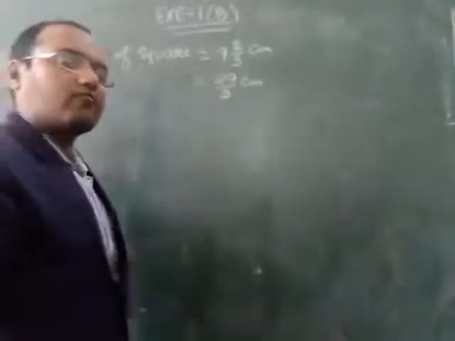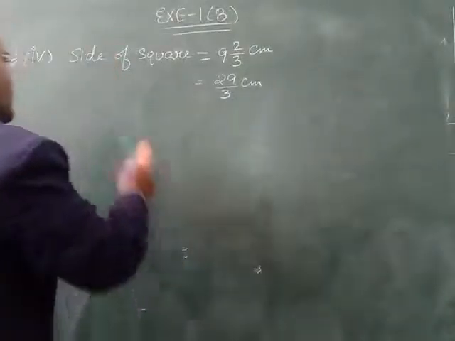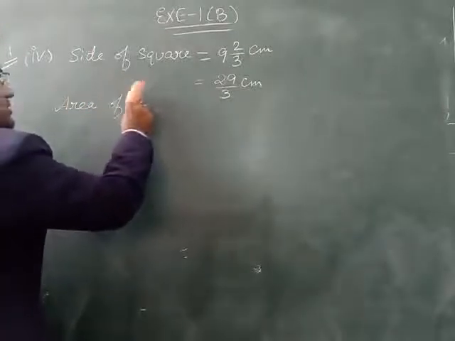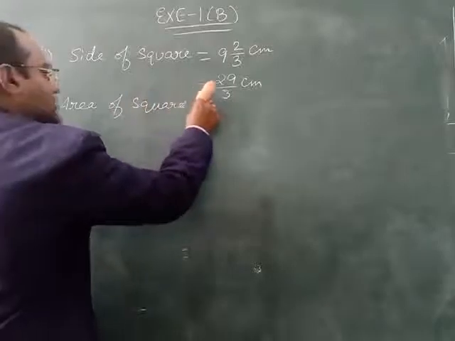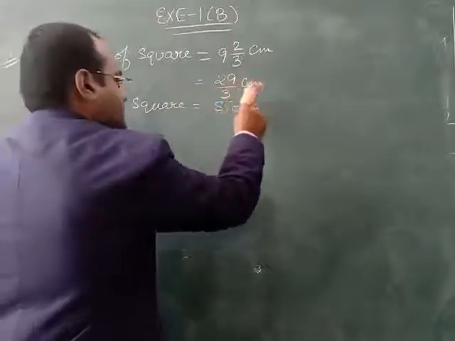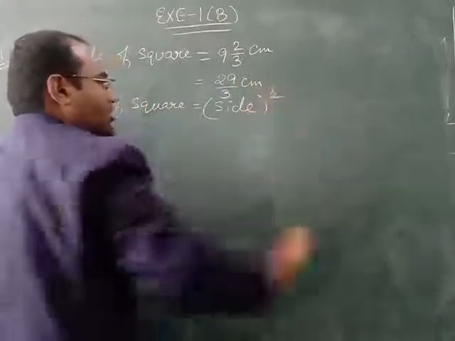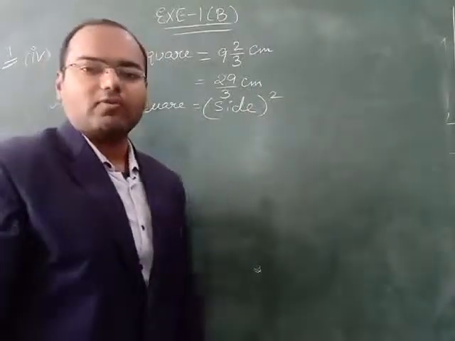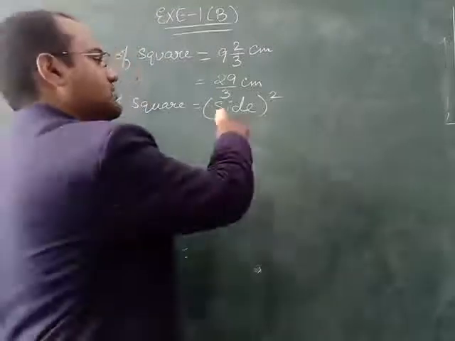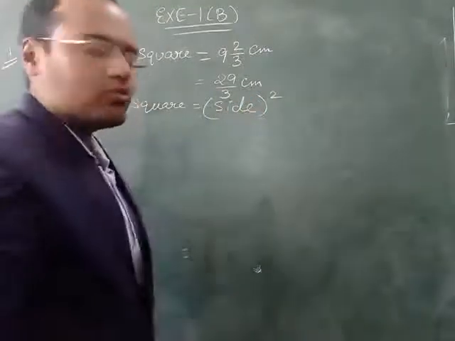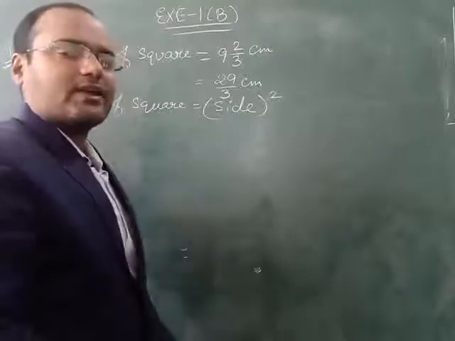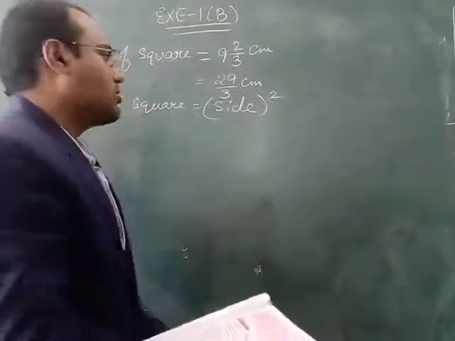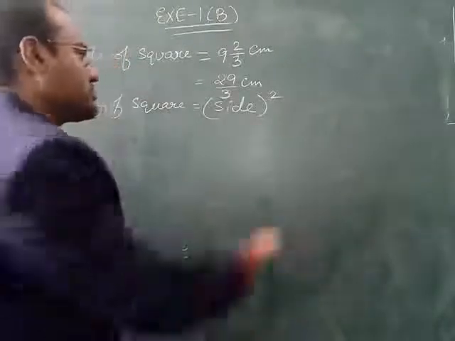But in the question we have to find the area. So we have to use the area of square formula here. Formula for area of square is side into side, or we can use side square. Either you can write side square, side power 2, or you can write side multiply side. Both ways to write the formula are correct. So side multiply side, so side square.